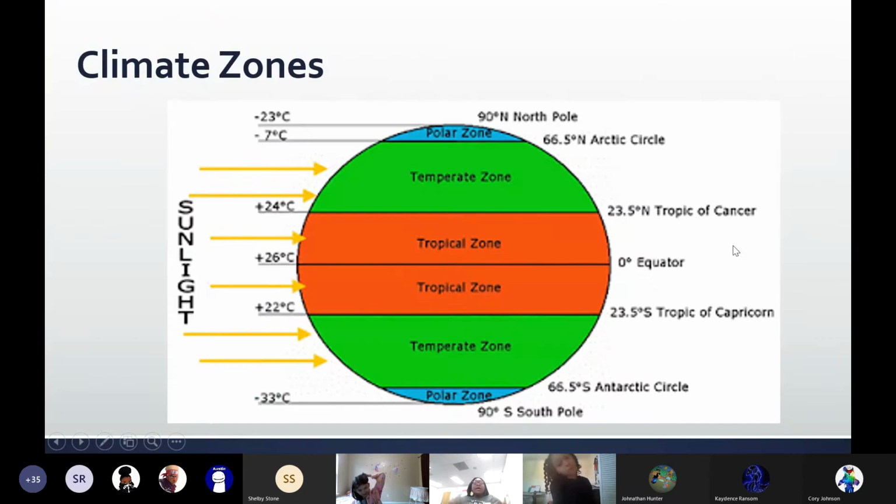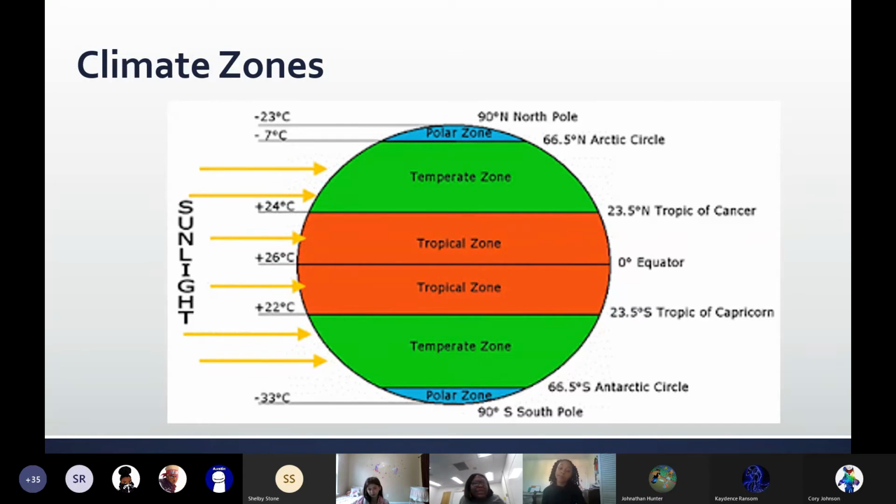Okay. Hands up. Just like Miss Neville. The Earth is separated into three main climate zones. Three. Polar, temperate, tropical. Tropical, temperate, polar. The polar zone is very cold.